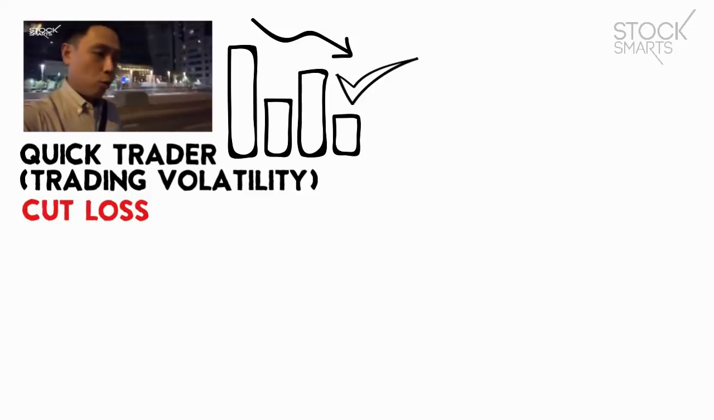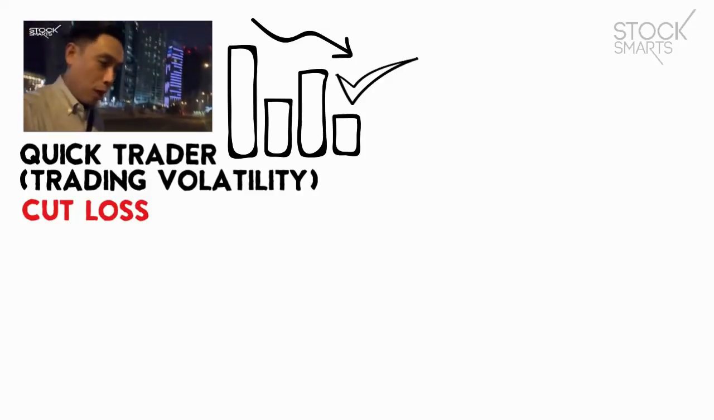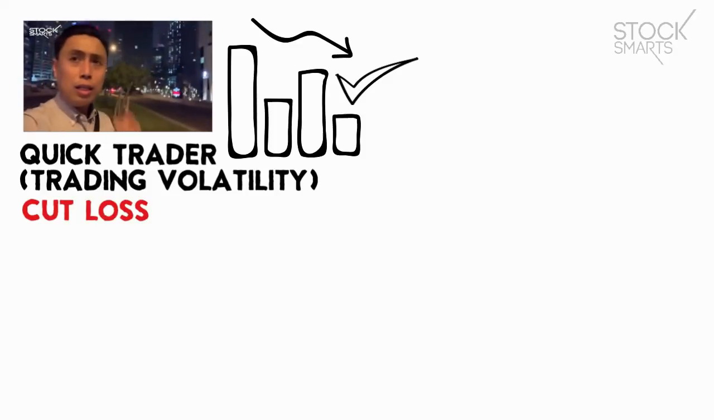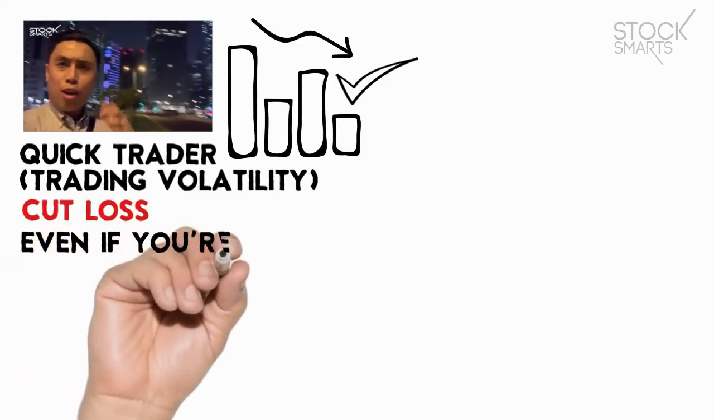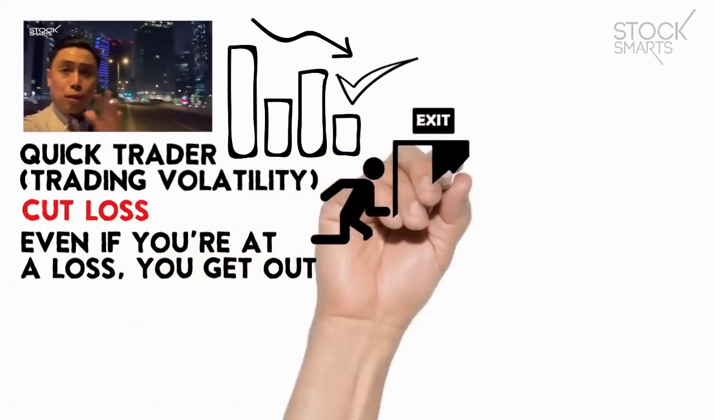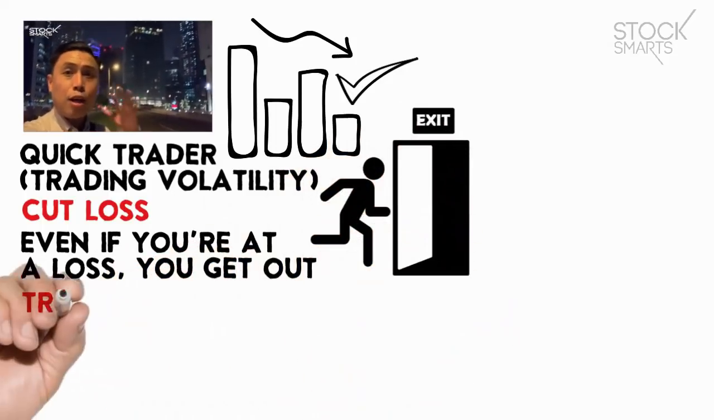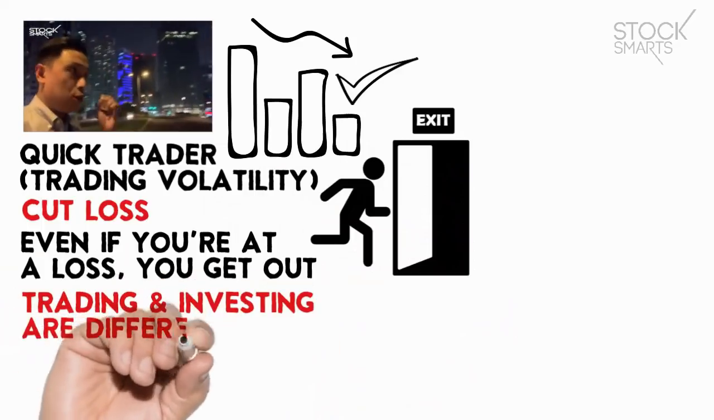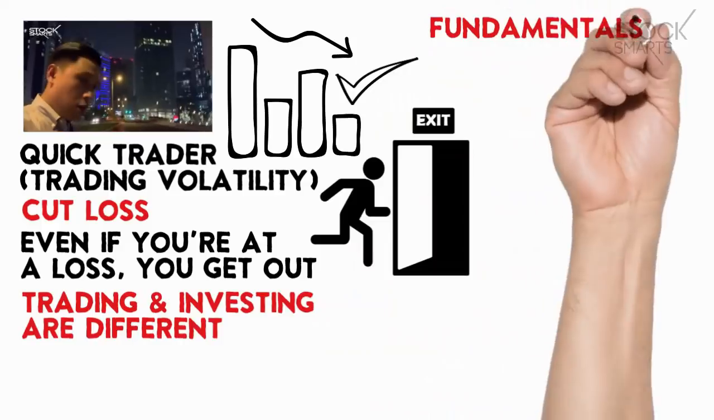It must come to a point where you need to pick your spots as well. It also means that if a stock is breaking down, even though you are at a loss, you have to sell, you have to get out of the position. Because you have to remember, the game for trading and investing is totally different. For investing, as long as the fundamentals do not change, you don't need to sell at a loss. You don't need to cut loss.